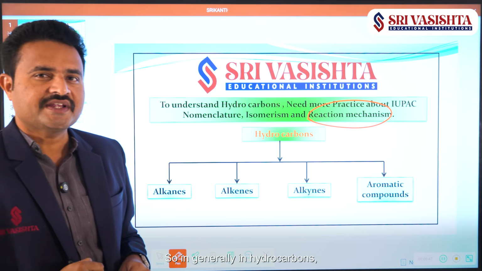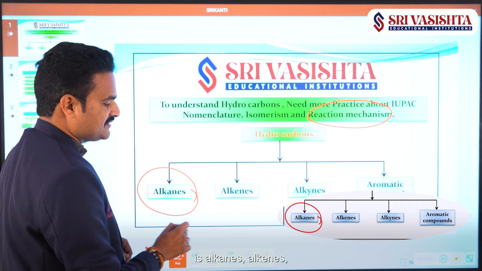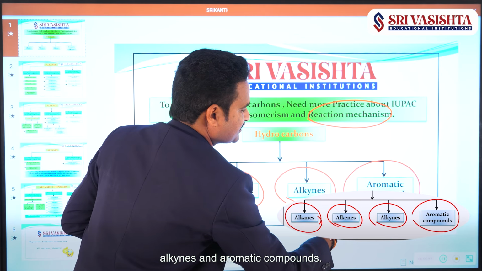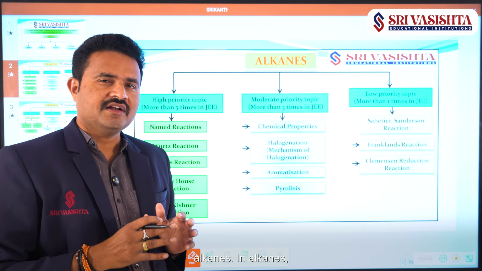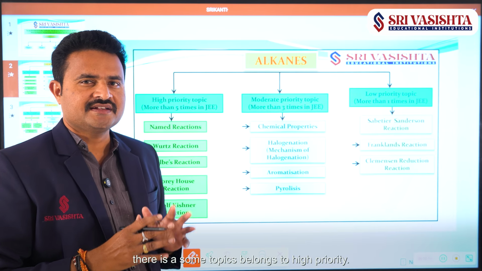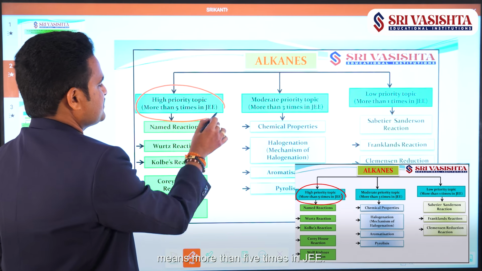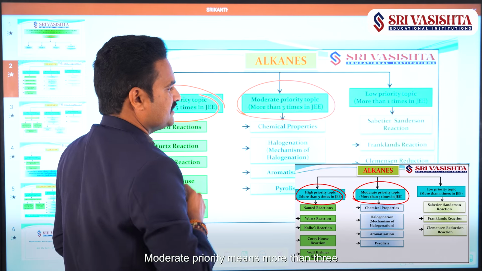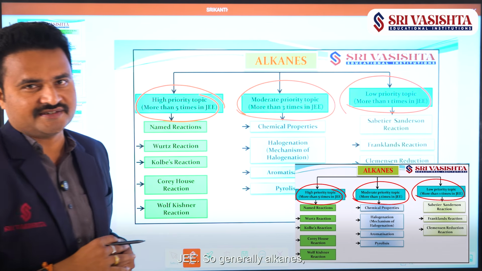So generally, in hydrocarbons there are four types of branches: alkanes, alkenes, alkynes and aromatic compounds. First we have to analyze alkanes. Regarding JEE, there are some topics that belong to high priority. High priority means asked more than 5 times in JEE. Moderate priority means more than 3 times in JEE. Low priority means more than 1 time in JEE.